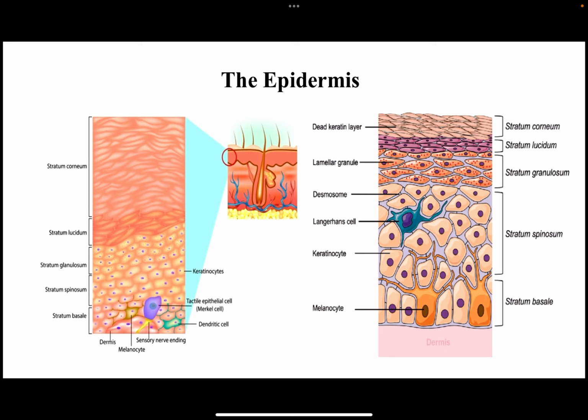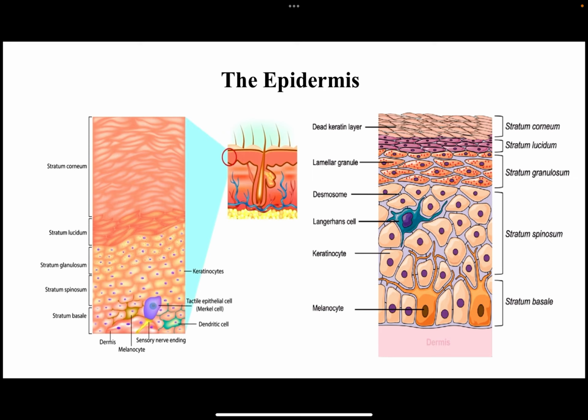So for example, the Langerhans cells are found within the stratum spinosum. These cells are immune cells that help to detect the presence of antigens in the body. Do you get it? The Langerhans cells are more like immune cells.